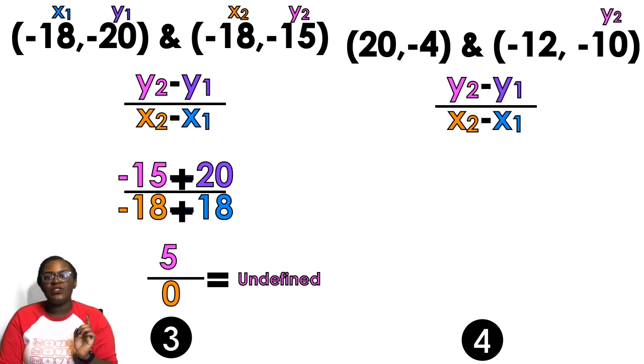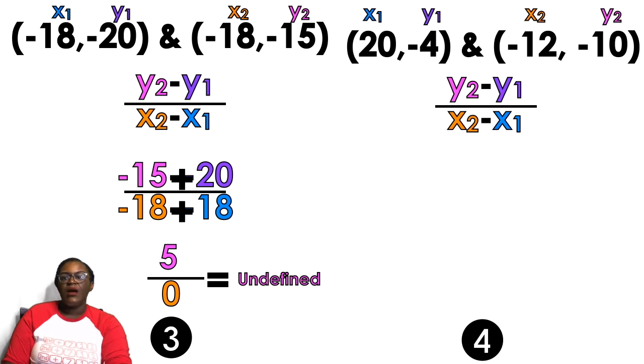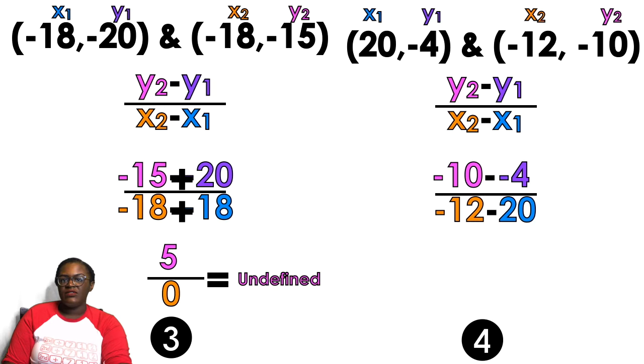Okay? So now we're going to do number 4. We're going to label y2, y1, x2, x1, and we're going to plug them into the equation. So we're going to get negative 10 minus negative 4, and then negative 12 minus 20. What happens to the minus minus on the top there? It's going to turn into a positive. Very good.